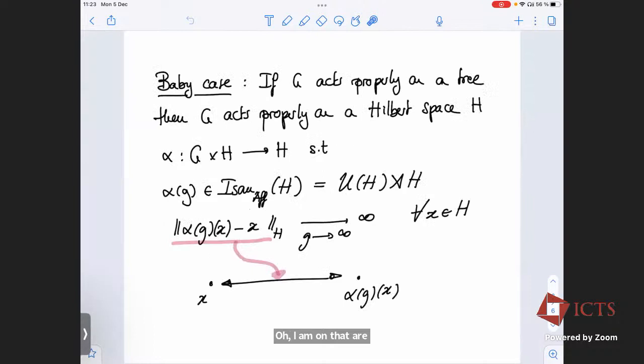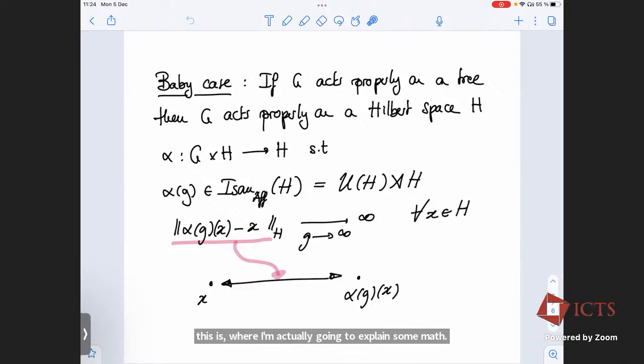Okay, so this is the baby case. I shouldn't call it baby case because it's a difficult result by Hagerup in the 70s, but we start to understand it well enough that it looks easy. Anyway, now I'm going to start with G that acts properly on a tree, and I want to build an action on a Hilbert space. So this is where I'm actually going to explain some math that might be of some use.